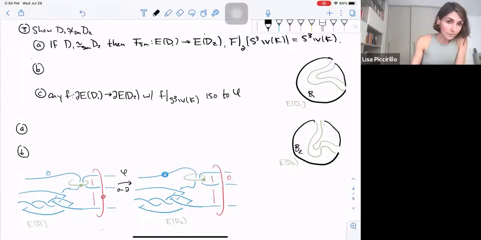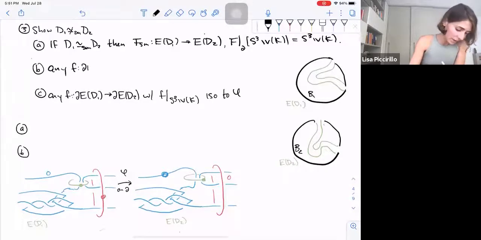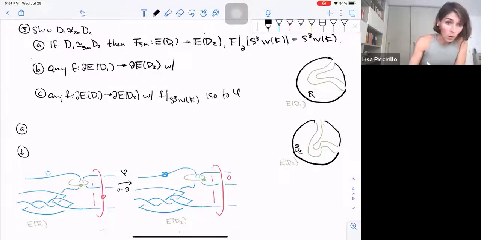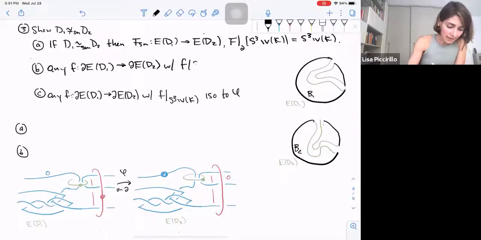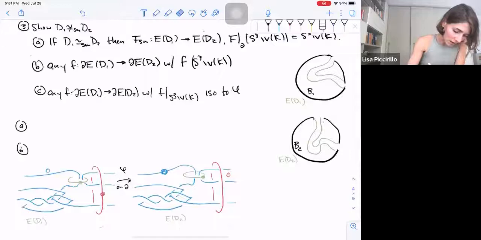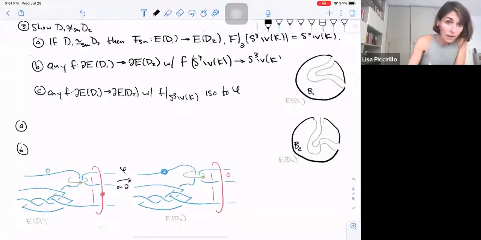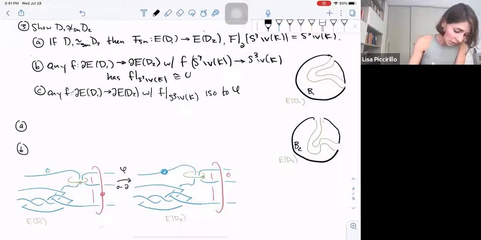Then there's two more steps. The second step is that if you had any homeomorphism from the boundary of the exterior of D1 to the boundary of the exterior of D2, which had this property that it preserved that partition, so sends the knot complement to the knot complement, it's going to have to be isotopic to a homeomorphism we already know about on that region. Okay, so let me unpack this.